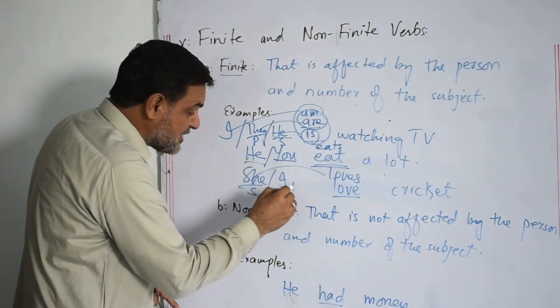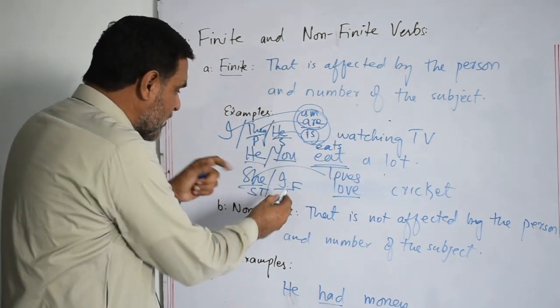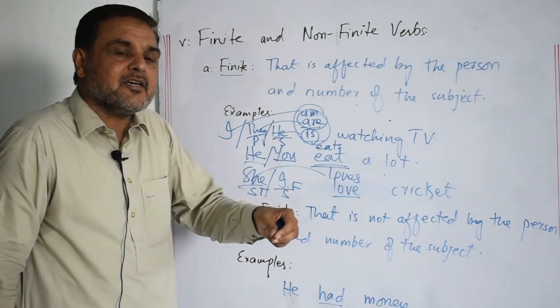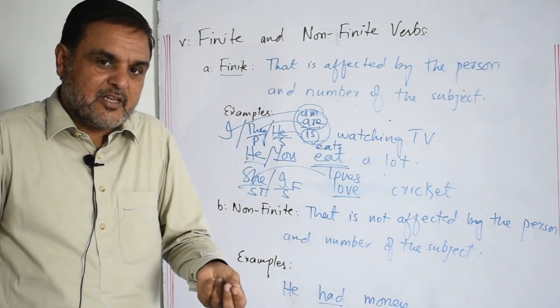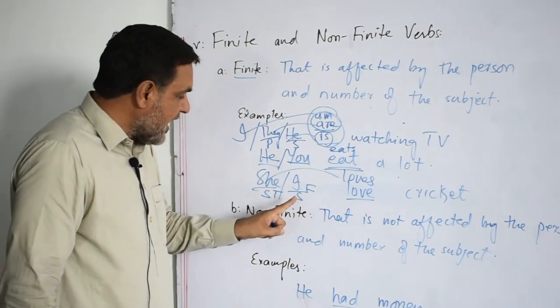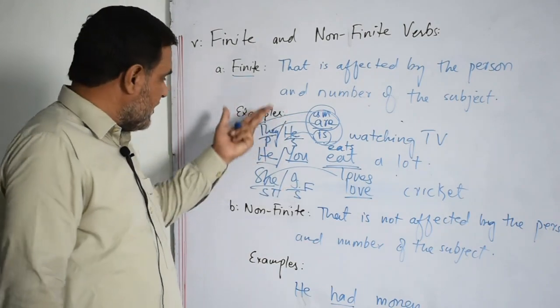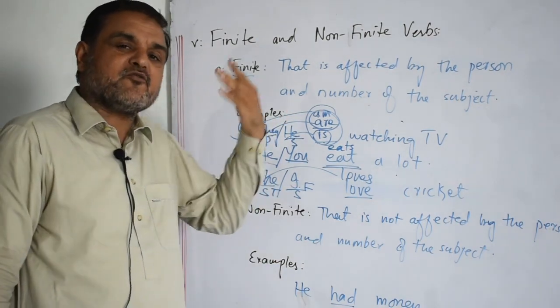But this is first person and this is third person. So this is a first person pronoun, this is a third person pronoun. As the person of the subject changes, automatically the verb changes. As the number changes from singular to plural, remember in this case, for example, you have to change the verb.